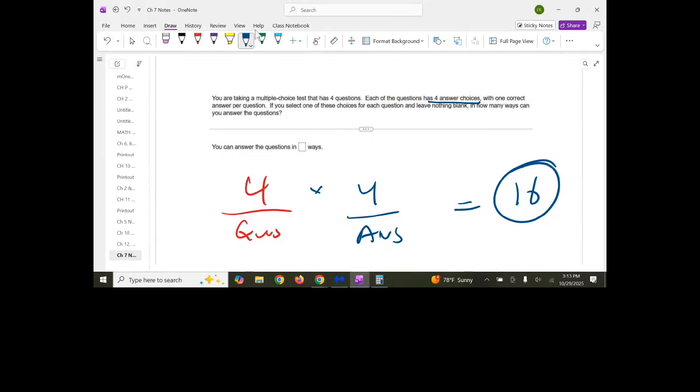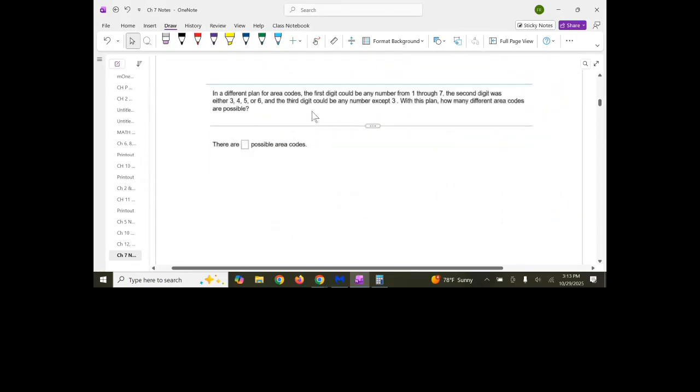All righty. Y'all, I'm going to scroll down a little further. And let's take a look at this next problem here. It says, in a different plan for area code. So y'all, we live in the 956, right? That's where everybody says, hey, are you from the 956? That's the area code, right? It says the first digit could be any number from 1 to 7. The second digit can be a 3, 4, 5, or 6. And the third digit could be any number except 3. With this plan, how many different area codes are possible?